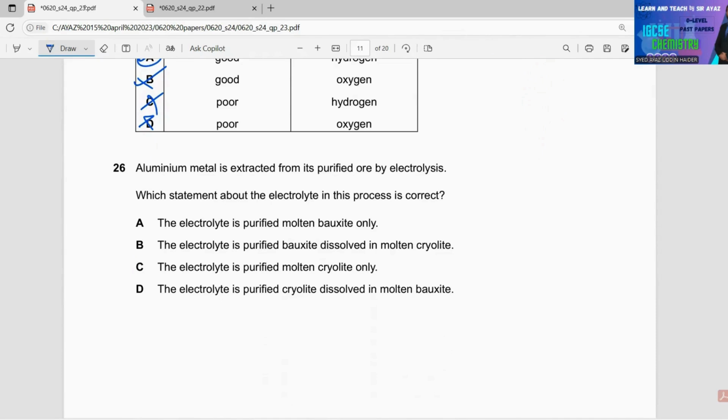Moving to next MCQ. Aluminum metal is extracted from its purified ore by electrolysis. Which statement about the electrolyte in this process is correct? A, the electrolyte is purified molten bauxite only. This is incorrect, because bauxite is dissolved in molten cryolite, which is the second choice. B, the electrolyte is purified bauxite dissolved in molten cryolite. This looks correct to me. For your convenience, I'm reading the other statements also. C, the electrolyte is molten cryolite only. This is incorrect. D, the electrolyte is cryolite dissolved in molten bauxite. This is also incorrect. B is the correct statement here.